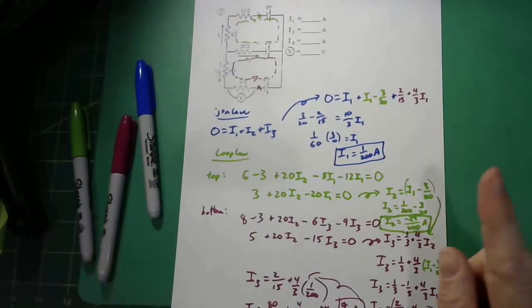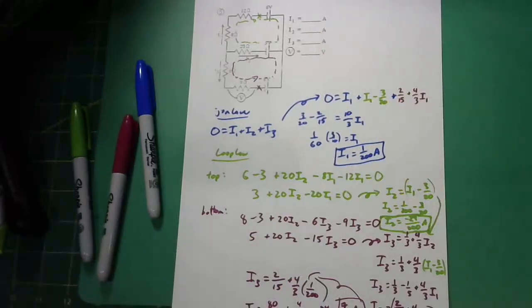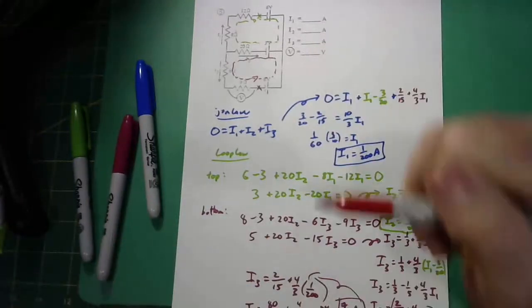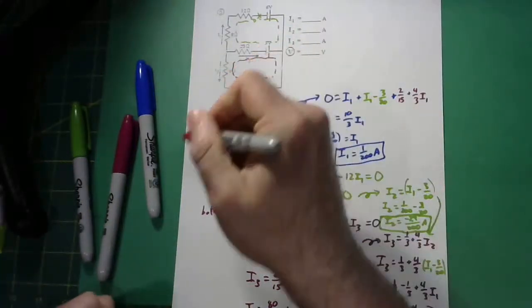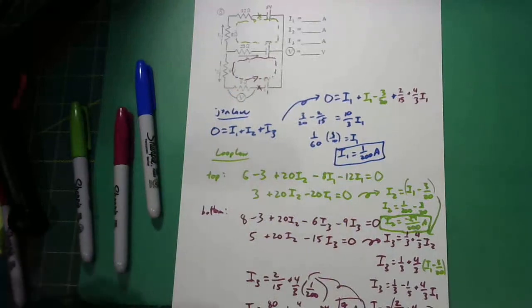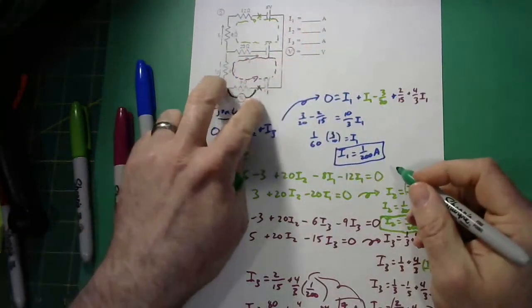Oh, wait, one last thing. Now that we know all these values, we could plug them all in. We're going to fill out the silly blanks. We want to know the voltage reading for this voltmeter. So we hook this voltmeter up, and we connect our voltmeter here, and here. What's the delta V?